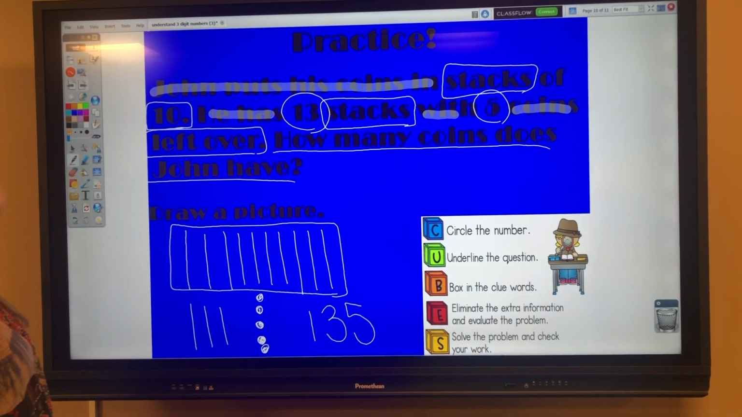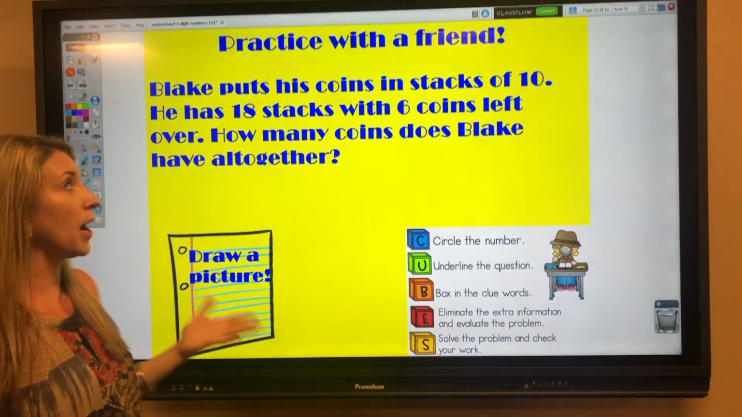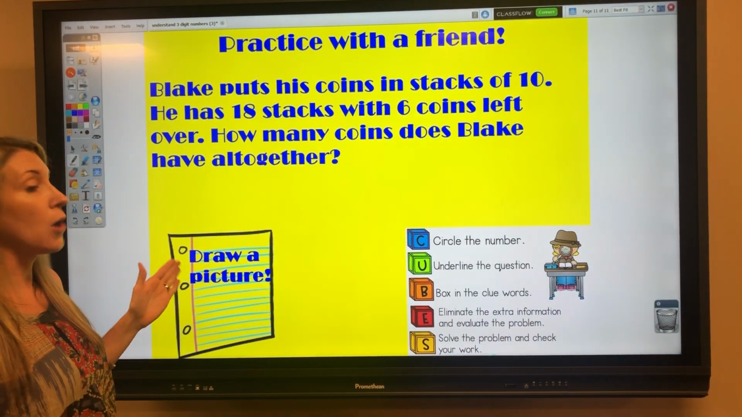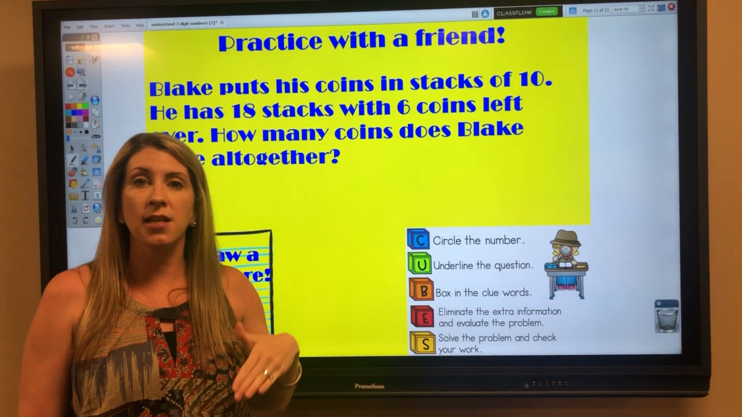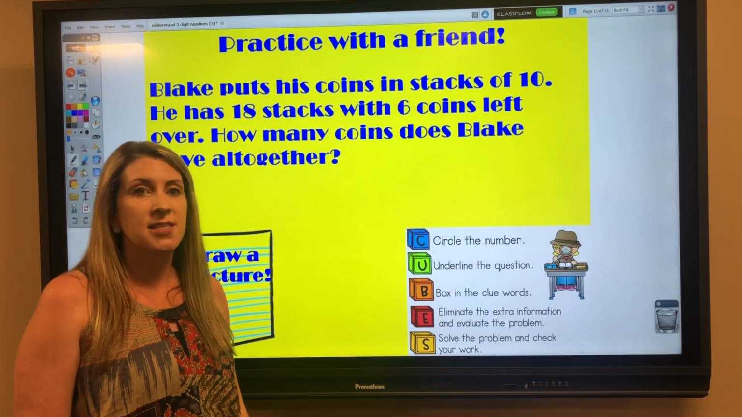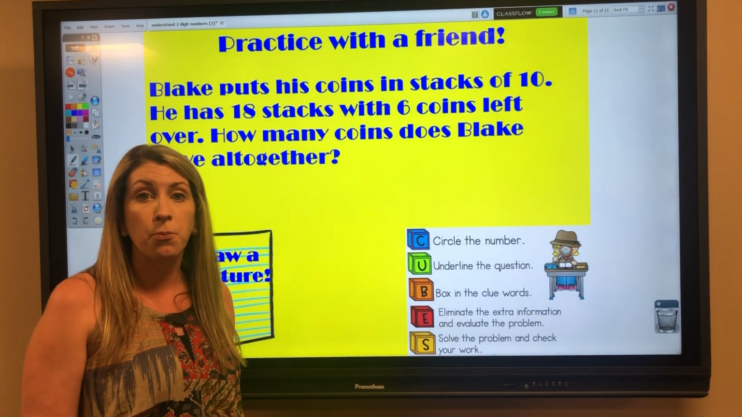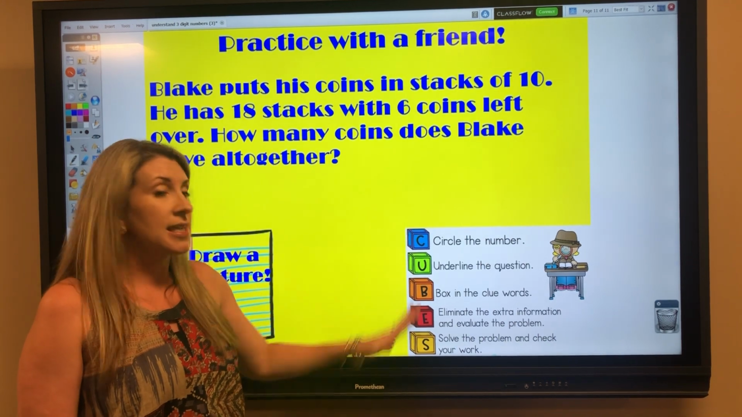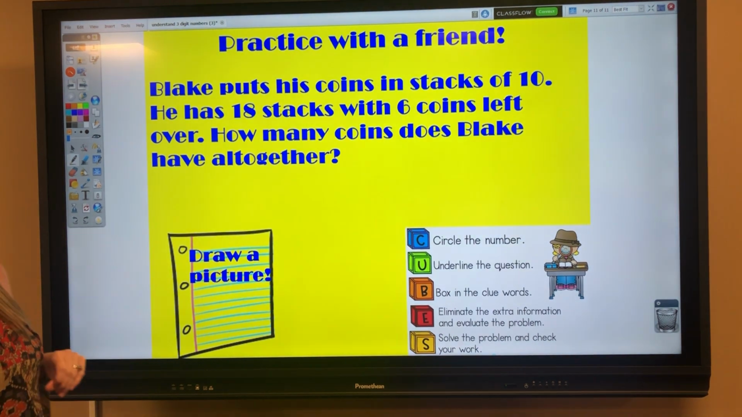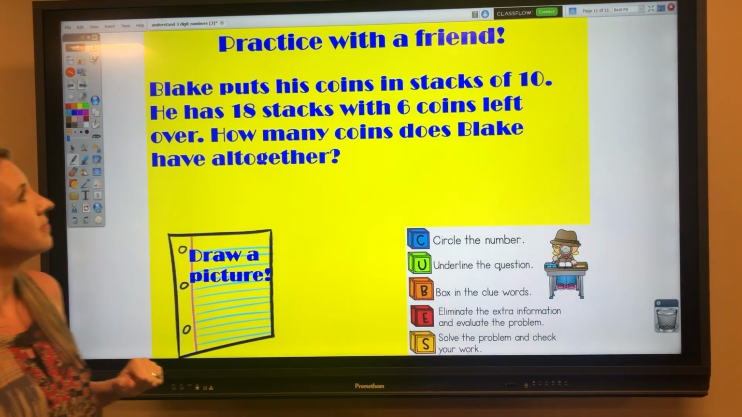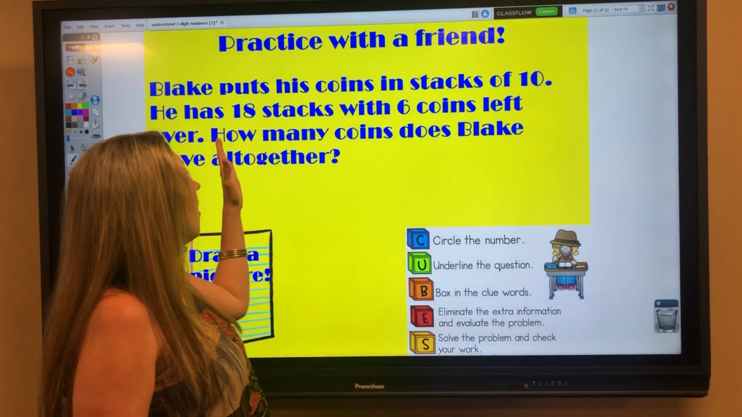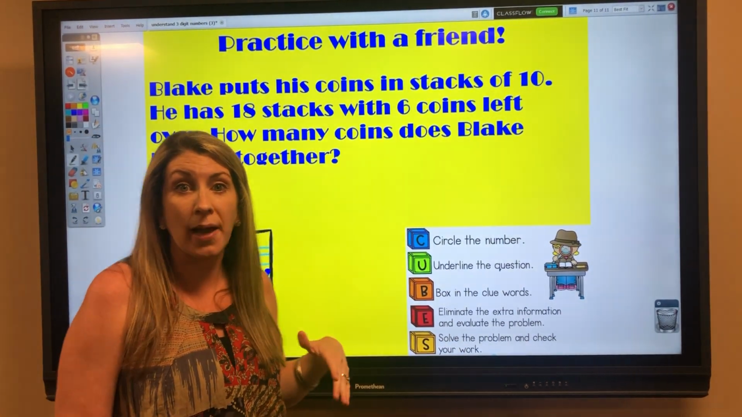Let's do another one like this. This time, you can practice with a friend or by yourself. Make sure you're drawing a picture of your 10 rods and your 1 bits if you need them, and you're following the steps to solving our problem with the cubes method. Take a second to pause the video and solve this problem.